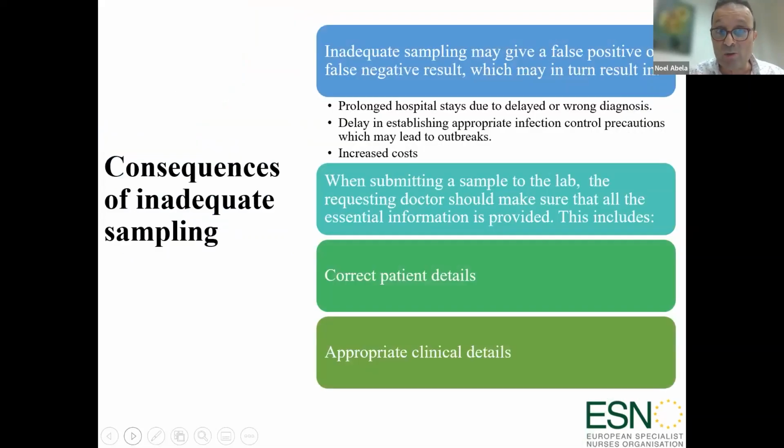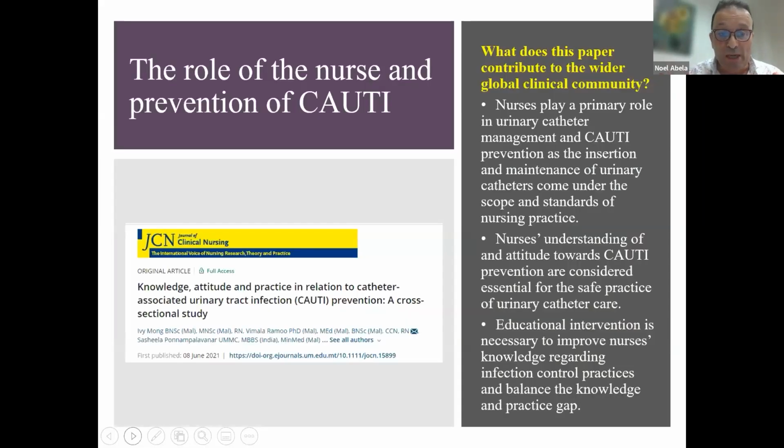What are the consequences of inadequate sampling? Inadequate sampling may give a false positive result, which may in turn result in prolonged hospital stay due to delayed or wrong diagnosis, delay in establishing appropriate infection control precautions, which may lead to outbreaks, and even increased cost. And therefore, we have to make sure that when submitting a sample, we check the correct patient details and appropriate clinical details. Just to quote a paper, this is the role of the nurse and prevention of CAUTI.